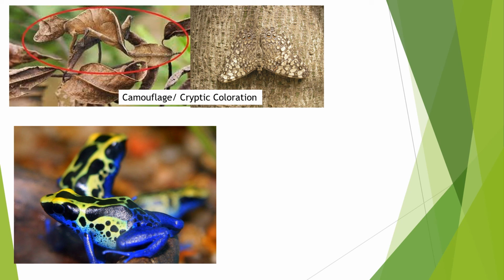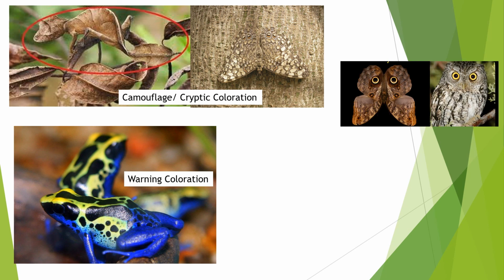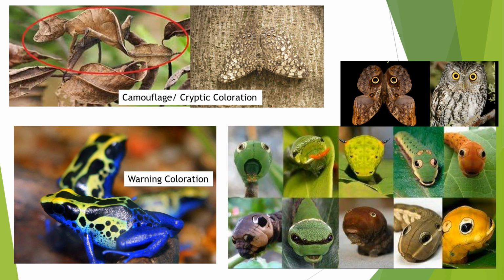Then we have something that's the complete opposite of camouflage and cryptic coloration, and that's warning coloration. These are poison dart frogs. They have very bright, obvious colors that basically say, if you lick me, you're going to die or get very sick, so stay away. Then we've got mimicry.